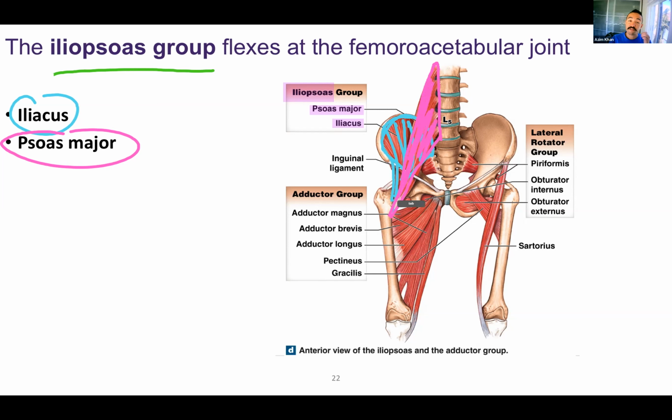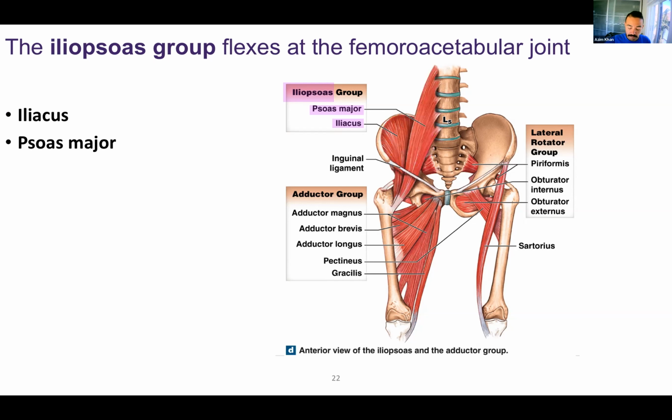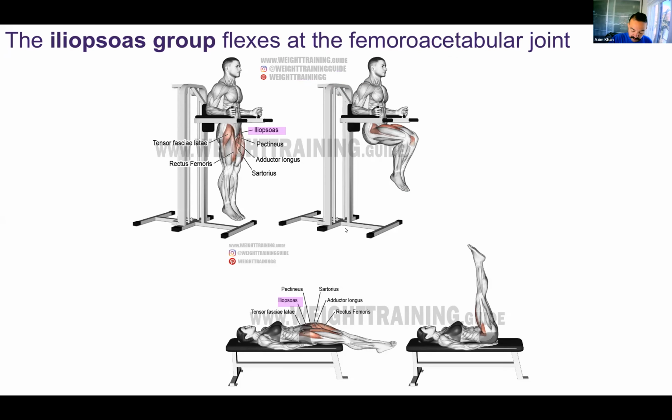These insert into the lesser trochanter of the femur. Because they insert into the lesser trochanter of the femur, when they pull, they shorten, they cause flexion of the femoroacetabular joint, in addition to flexion of the lumbar Z joints. So you can see the use of iliopsoas when you start straight-legged, and then you bend, when you flex at the hip, flex at the femoroacetabular joint. Straight-legged, you're coming up this way.